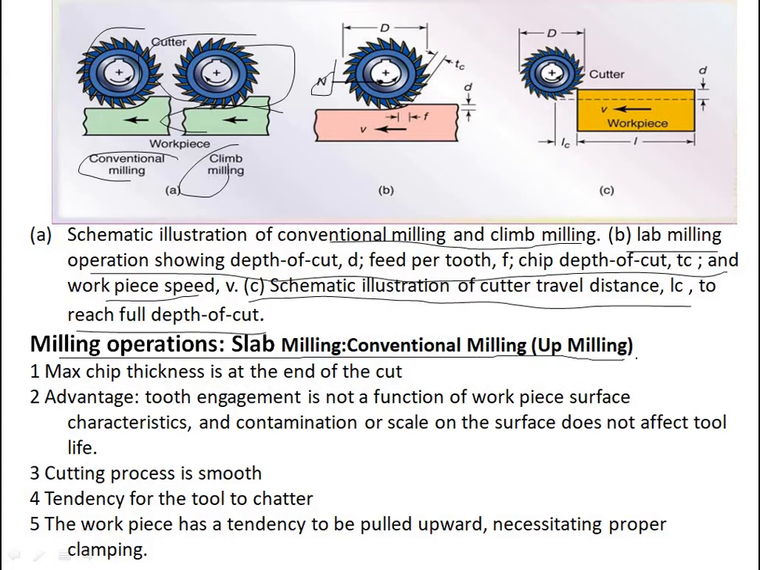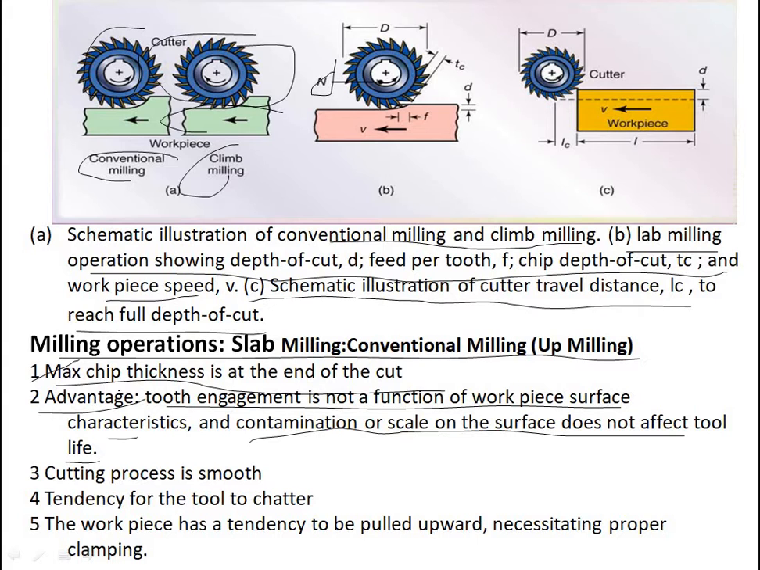Okay, so next we'll be moving on with milling operations. Slab milling, conventional milling, up milling. In that, you will get maximum chip thickness at the end of the cut. After cutting the workpiece, you will get maximum chip thickness at the end of the cut. And the advantage of using this is that tooth engagement is not a function of workpiece surface characteristics, and contamination or scale on the surface does not affect the tool life.